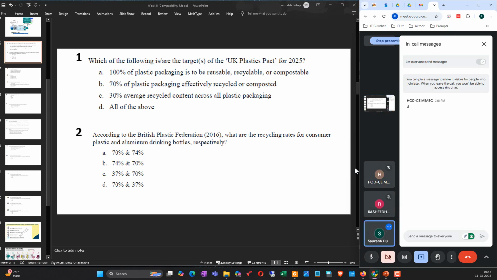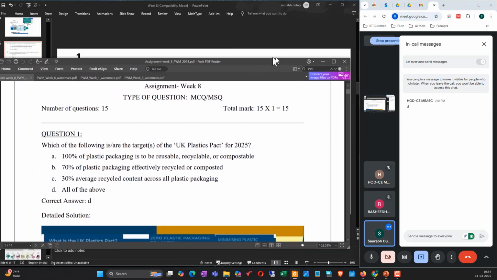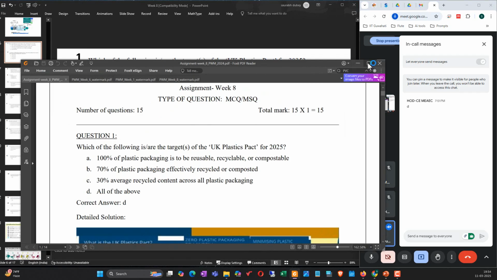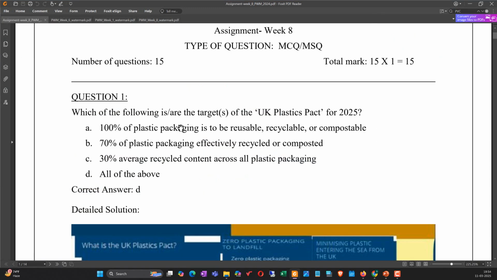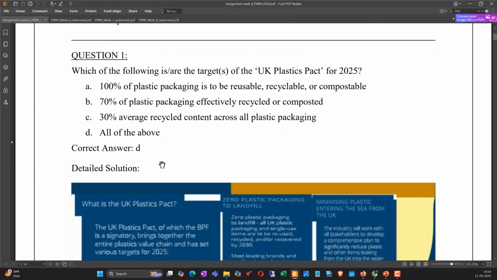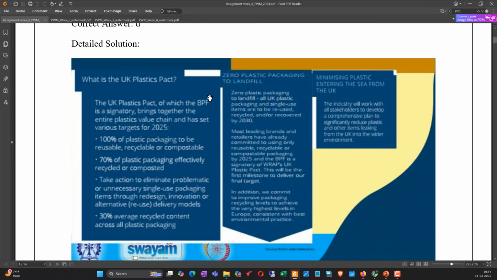So let's see the answer for question 1. The answer you have given is correct. It is D, which is all of the above. So we will be looking at the detailed solution for that.